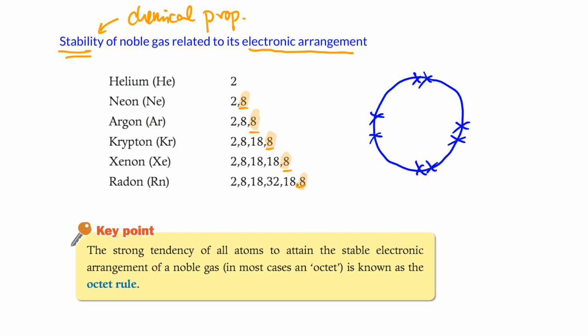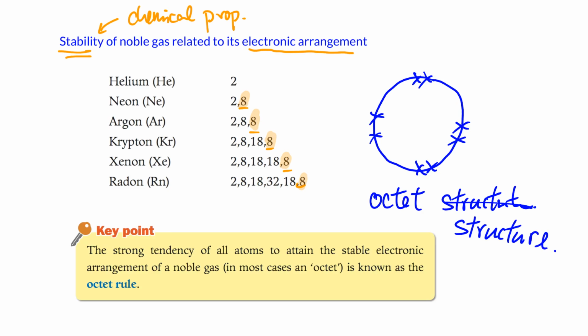Most atoms actually try to attain a stable electronic arrangement. That means they want to have 8 electrons. Once they obtain this structure, we call it an octet structure. If they obtain an octet structure, they will have an extra stability. So all these will have octet structures. But this one, we also have a name for it.